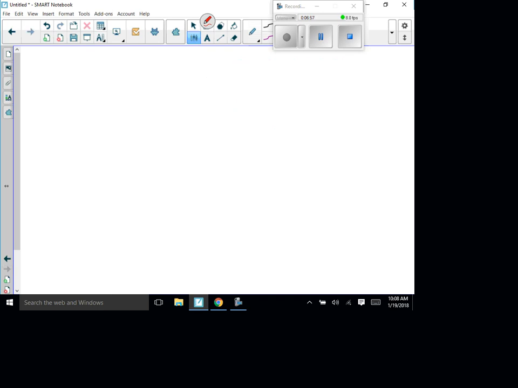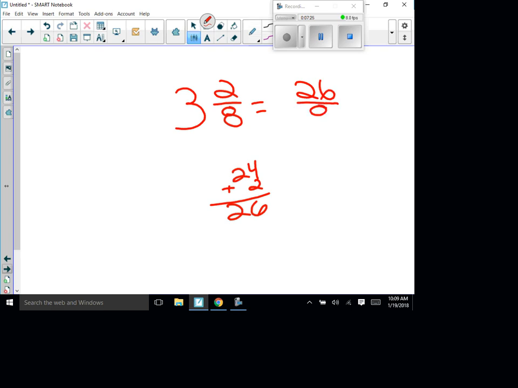Now what if I just give you a number of, say, 3 2/8, and I want to make it an improper fraction. Remember, you multiply the whole number by the denominator and then add the numerator. So 3 times 8 is 24, plus 2 is 26, and then you put that number over the denominator, 26/8.